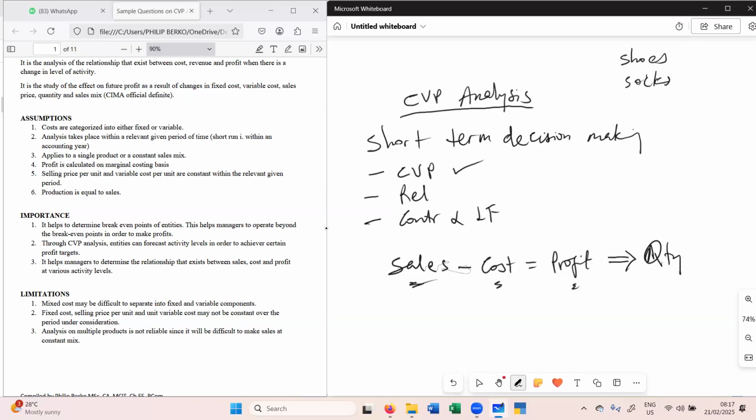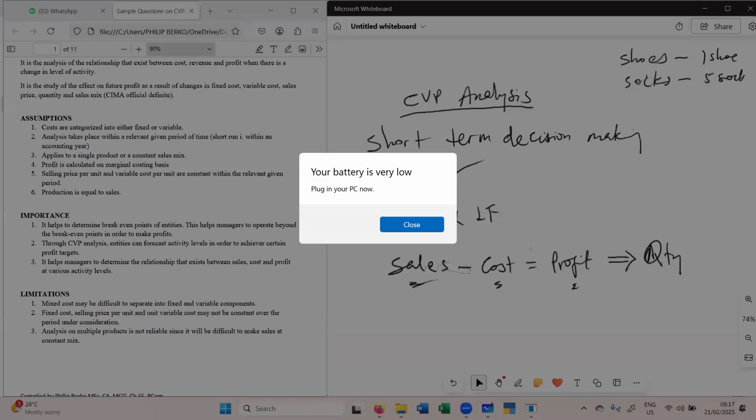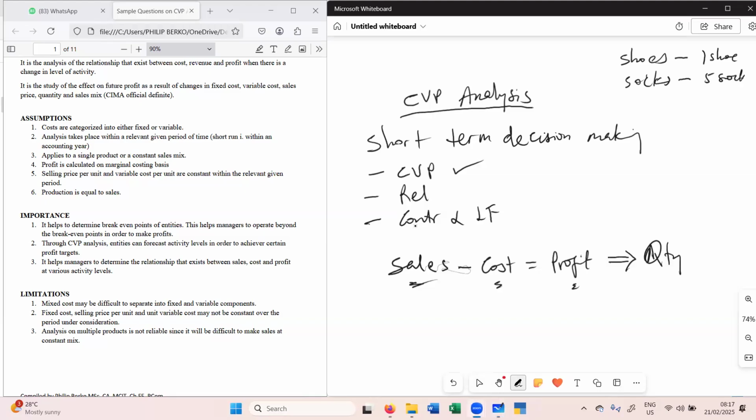What that means is, if you are coming to buy shoes and socks, you have to buy one shoe and 5 socks. That is my sales mix, and it's not something that can be changed. It's constant. So when you say you want one shoe and two pairs of socks, we will not sell to you. We give you this constant sales mix. When that happens, we can also apply CVP analysis to multiple products. Otherwise, we will only do it for a single product.